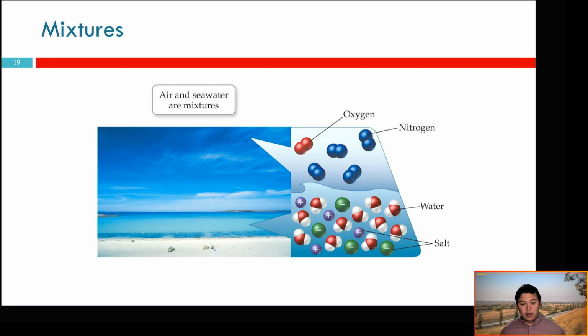Air and seawater are both mixtures, right? In air, it's mostly nitrogen, oxygen, and then there's also argon and helium. There will be carbon dioxide. Also, anything that you smell is part of that mixture.